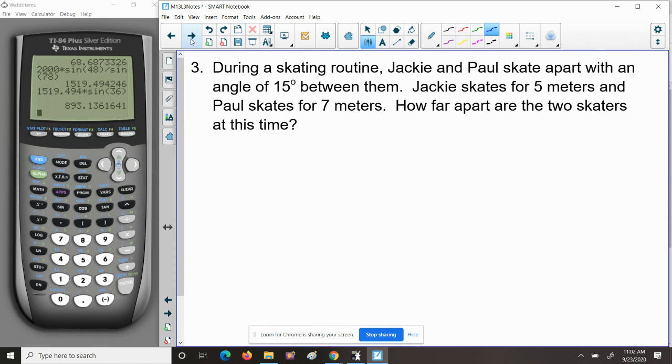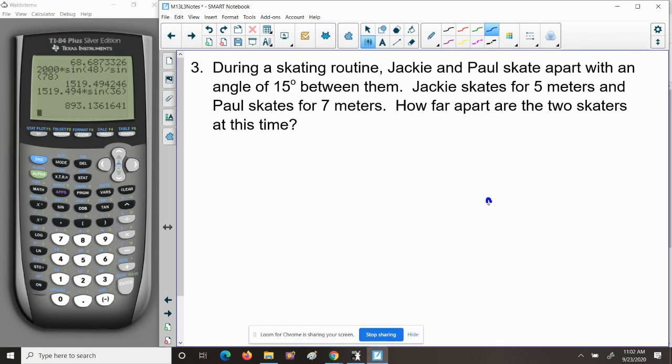During a skating routine, Jackie and Paul skate apart with an angle of 15 degrees between them. Jackie skates for 5 meters and Paul skates for 7 meters. How far apart are the two skaters at this time? Okay, so again, let's draw a picture. That's going to help us the most.